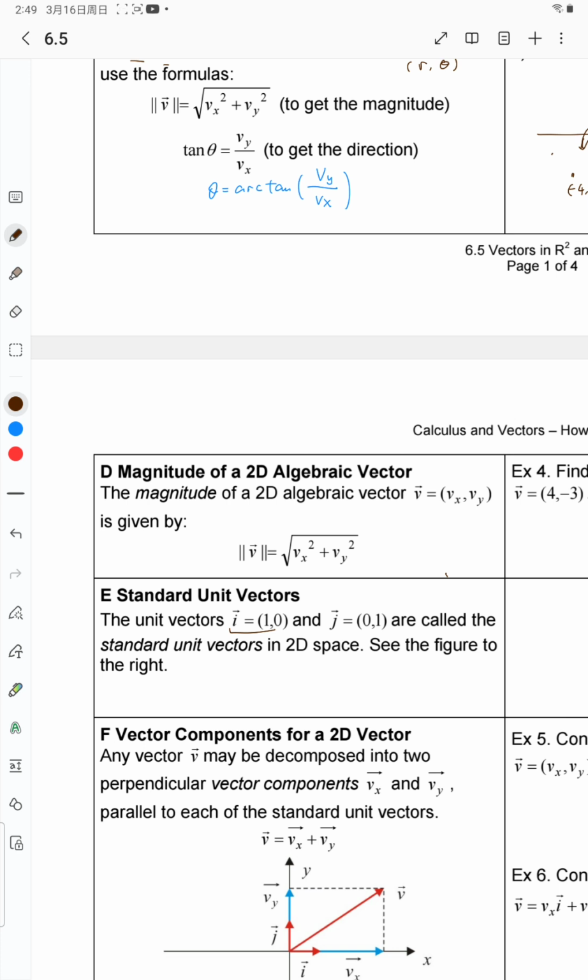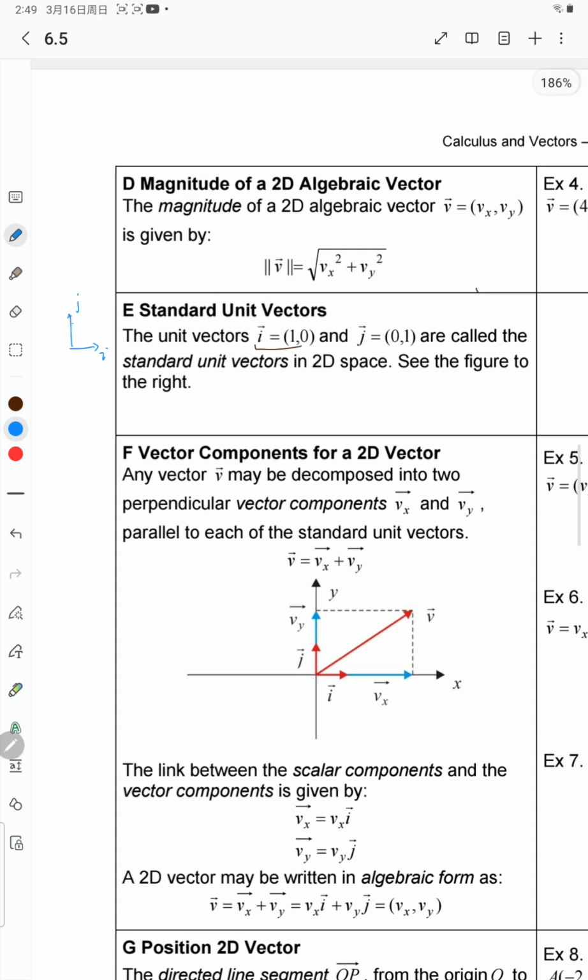And the standard unit vectors, I think we talked about this, right? Remember the i and j when we studied vectors. I is here. So what does it want to say? They are called the standard unit vectors. So, vector components: V may be decomposed into two perpendicular vector components.